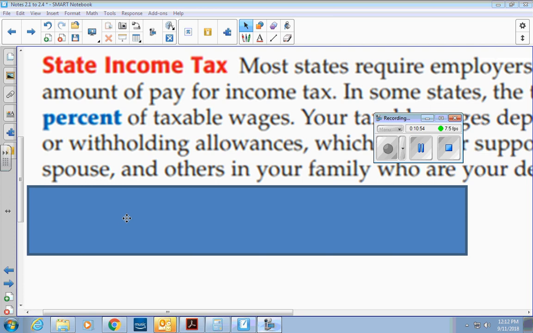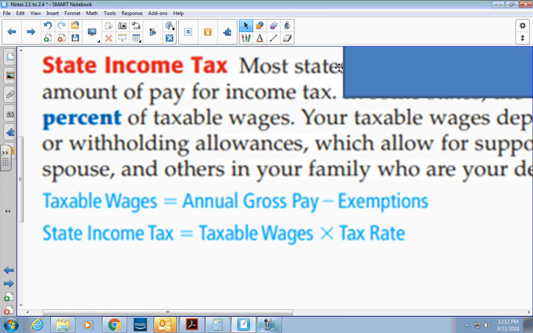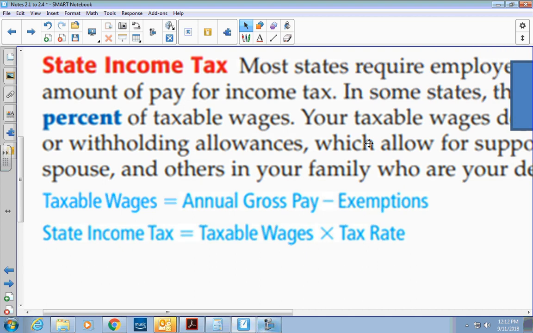Okay, guys, please write this down. This is how we're going to calculate our state taxes. Step number 1: we figure out what our taxable wages are. We do that by taking our gross pay and subtracting our exemption. So the first step is our subtraction step.